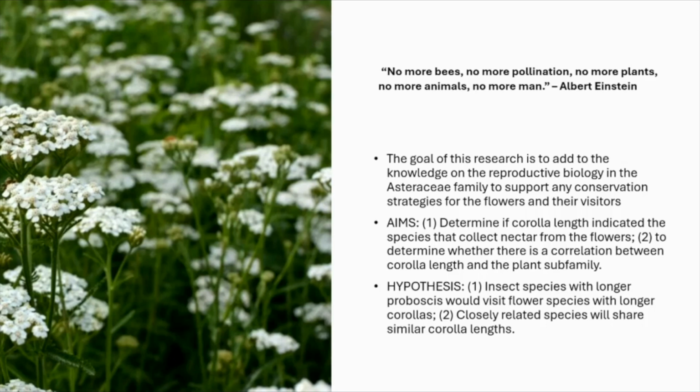And then from research, we did a little literature review, and we found that insect species with longer proboscis tend to visit flower species with longer corollas. So you get longer corollas with longer proboscis, shorter corolla, shorter proboscis. And yeah, that closely related species tend to have similar features.